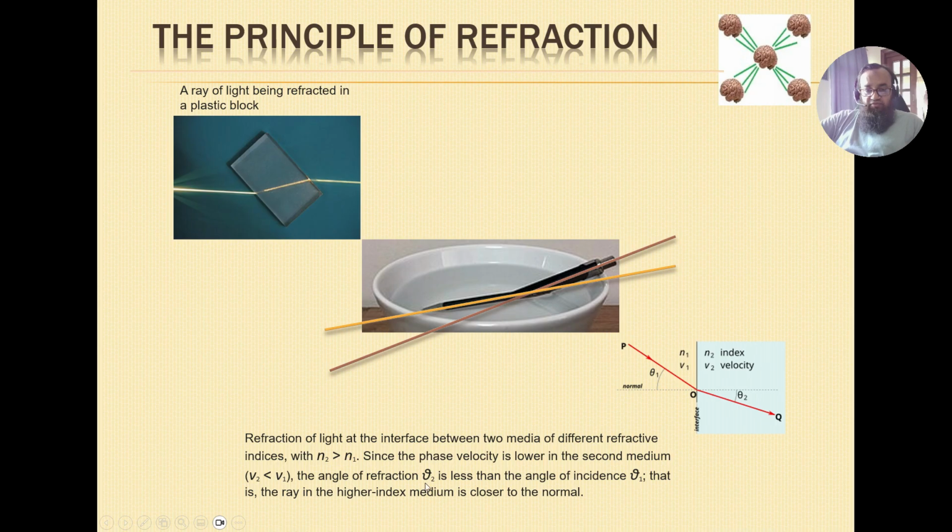So the angle of refraction is less than the angle of incidence. This angle is less than this, because we can see that this is a high angle. So the ray in the higher index medium is closer to the normal, because if we take this line as the normal, then this is closer to the normal and this is a bit farther from the normal. So this is the principle of refraction.